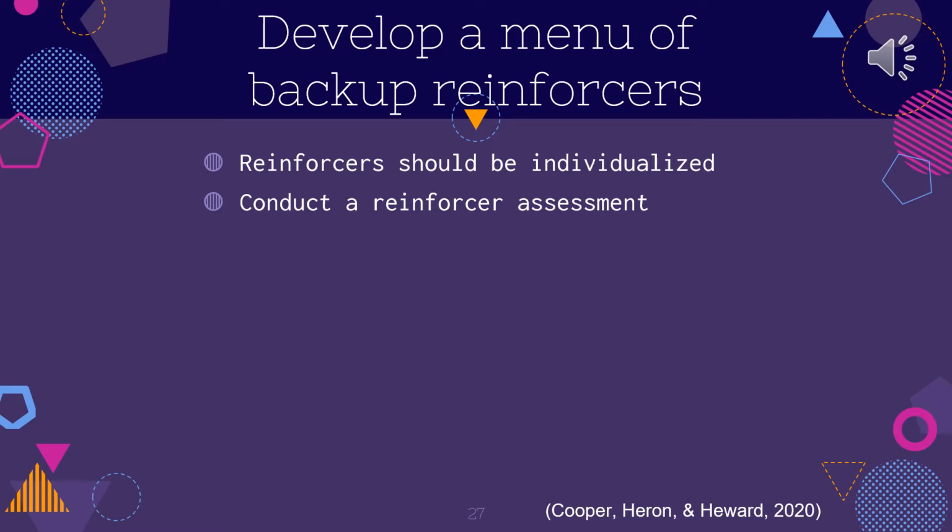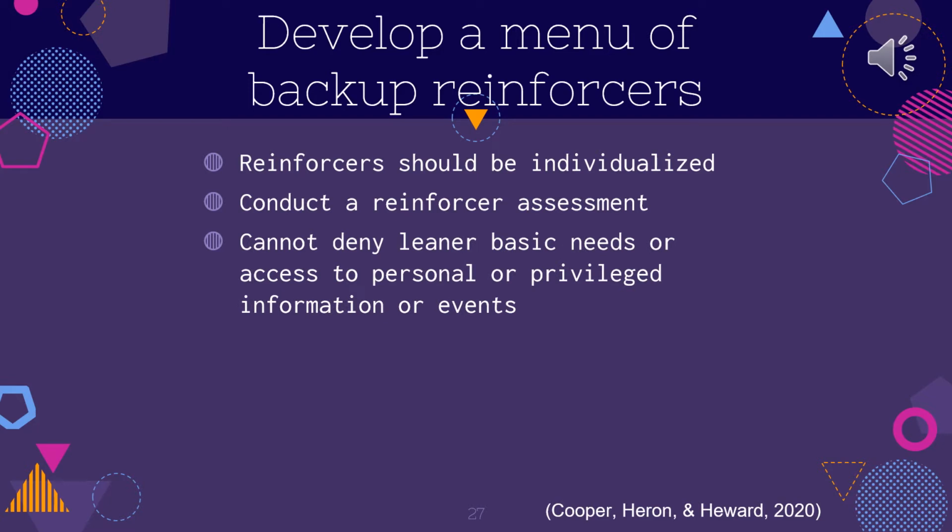It is important to note that the reinforcers that you are using cannot deny the learner basic needs or access to personal or privileged information or events. For example, a basic need such as dinner or showering cannot be used as a backup reinforcer. Personal or privileged information or events includes things such as telephone privileges, access to mail, attending religious services, medical care, etc.